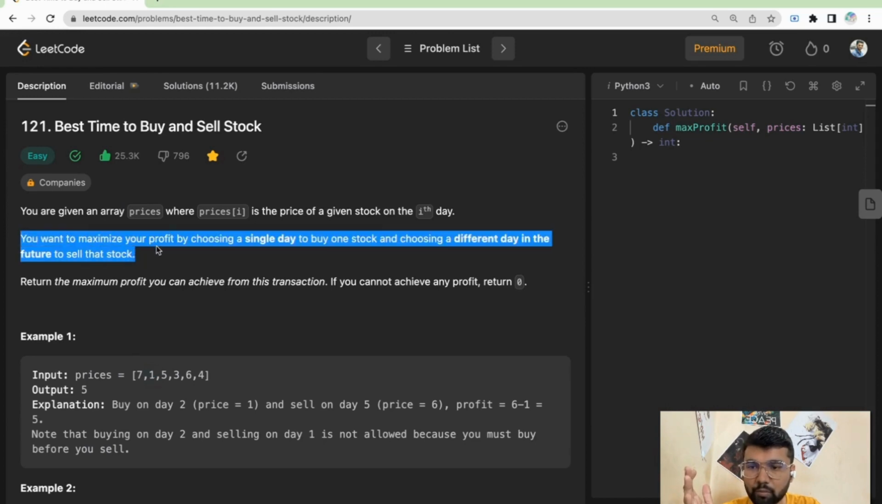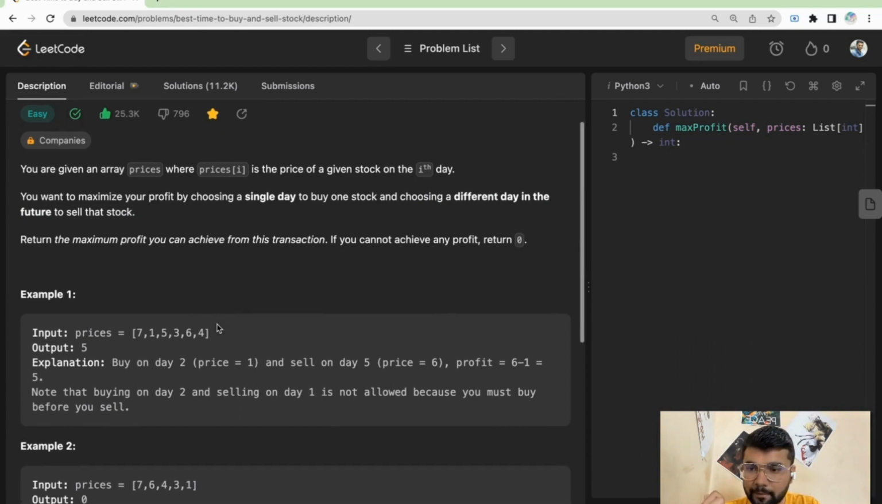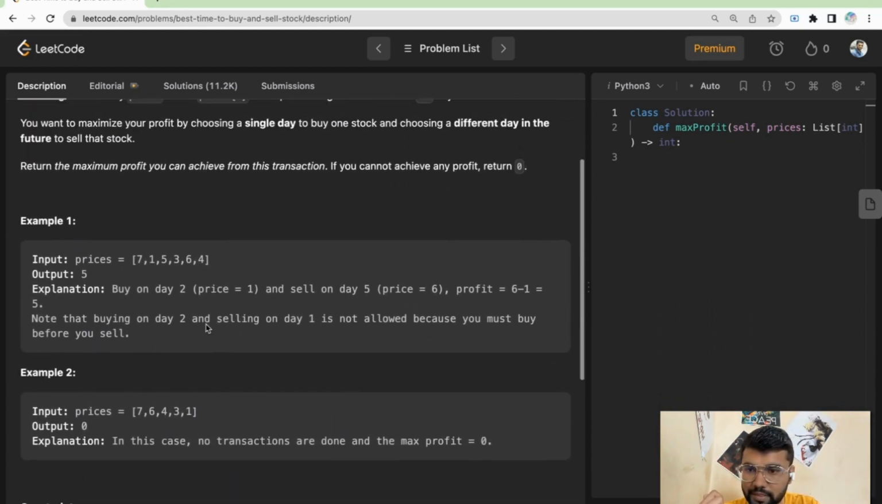We have to maximize the profit by choosing a single day to buy the stock and choosing a different day in the future to sell the stock, and we have to return the maximum profit by buying and selling that stock. Okay, so these are the examples.